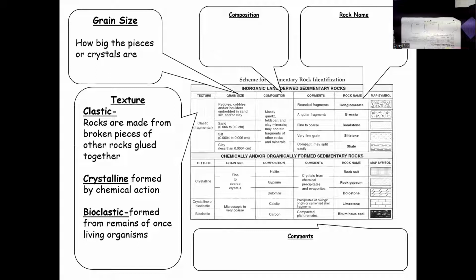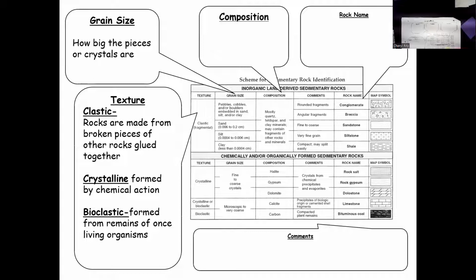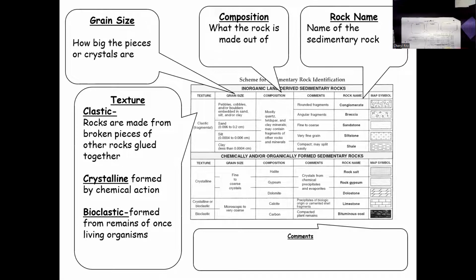Rock salt, yeah, the rock salt they put on the roads is made out of halite. Yes, that mineral we learned. Rock gypsum is made out of gypsum. Dolostone, dolomite, limestone, calcite, and bituminous coal made out of carbon. So composition matters for the bottom half, but not the top half. So composition, again, what the mineral is made out of. Clearly, I think you got rock name. It's the name of the sedimentary rock.